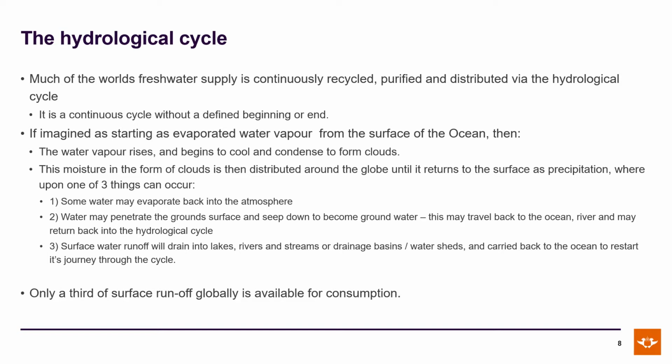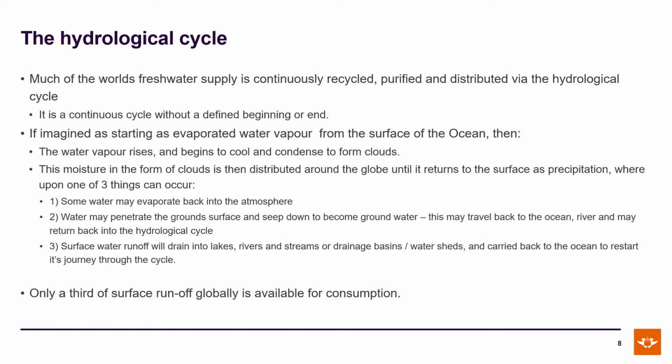So you can see those three things: it can either evaporate, sink down, or flow across into a river. At the end of the day, it will all return to its source as a river, as the ocean, where it will then evaporate again to continue its cycle. Only a third of surface water runoff globally is actually available for consumption. So in terms of global rainfall annually, only a third of that is available for us to drink.